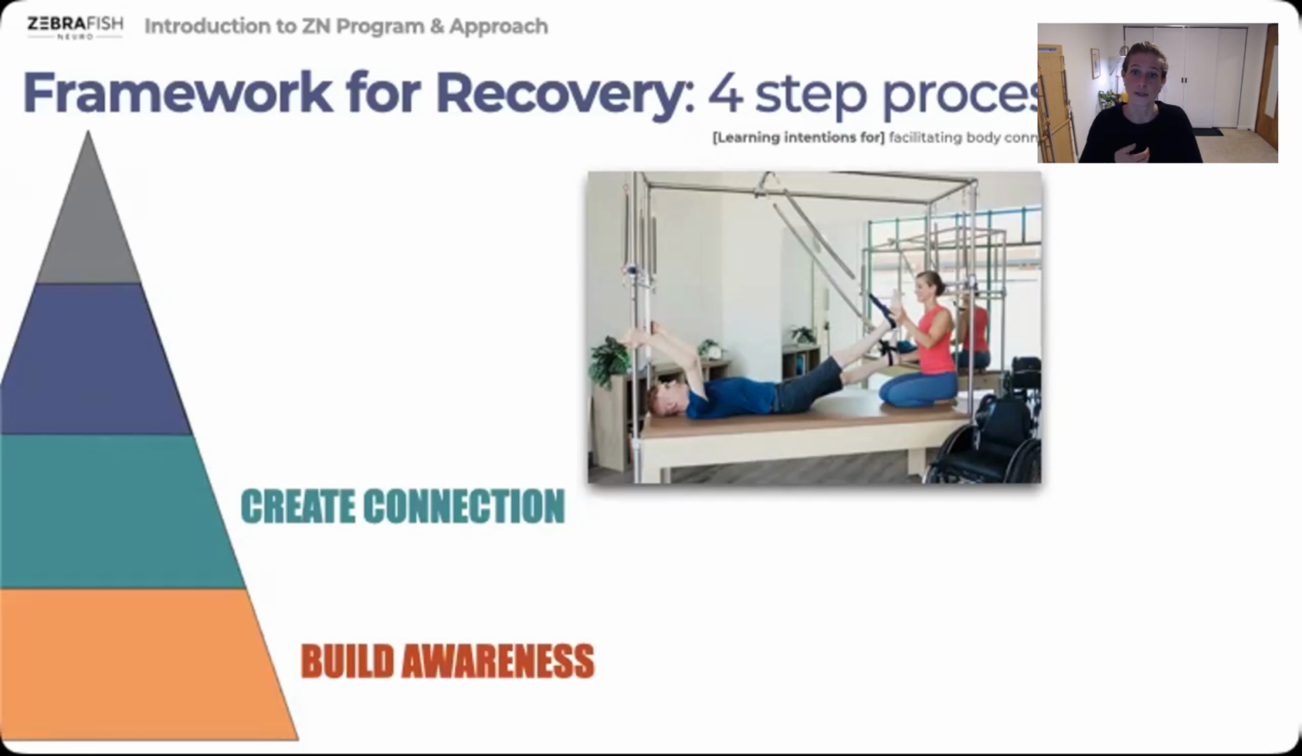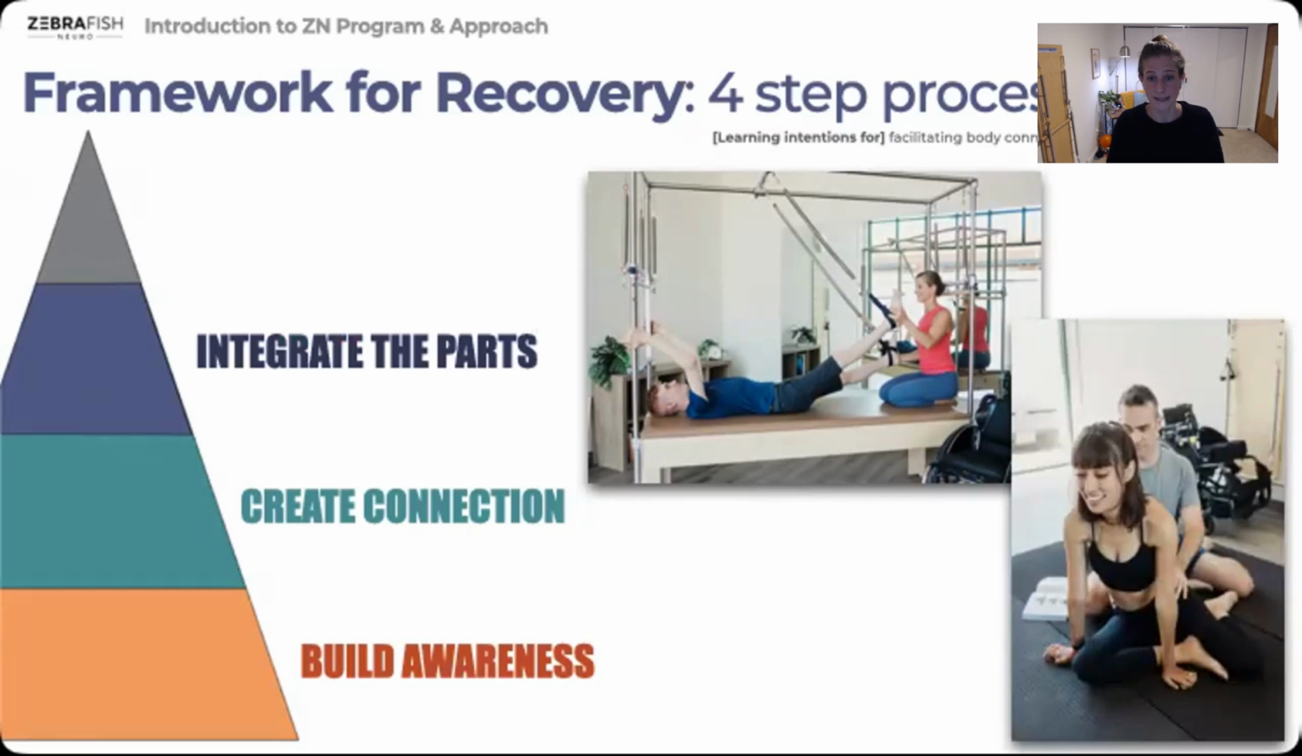This often looks like high repetition, isolated exercises. Like this picture here is me moving Theo's legs in one plane of motion, one tempo, one range of motion. And we're just trying to build up that relationship. His brain maps, the maps of his hips and his legs, we're trying to build those in his brain so he has more access to them.